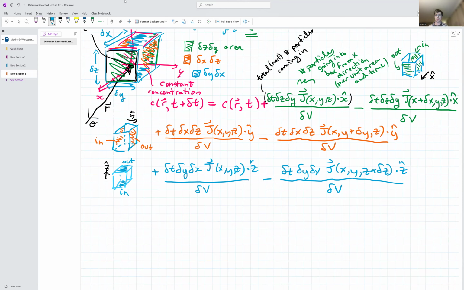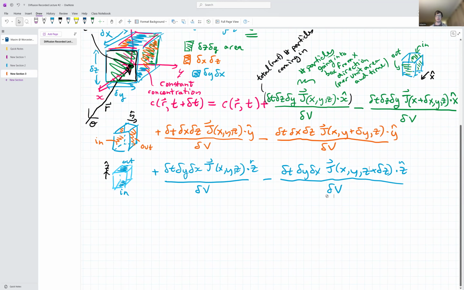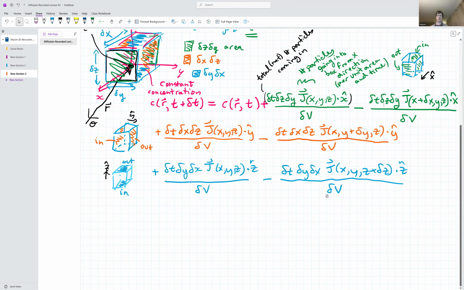Okay, that's it. And now we'd have to do a Taylor series. We have to expand these fluxes around x, y, z. So we don't want to have this z plus delta z stuff. We just want to expand each of these around the central value that's at x, y, z, the corner of the cube. So that should be simple enough, right? What do we get here?